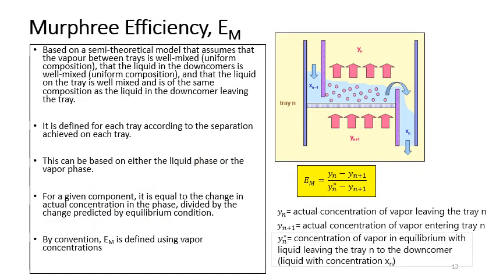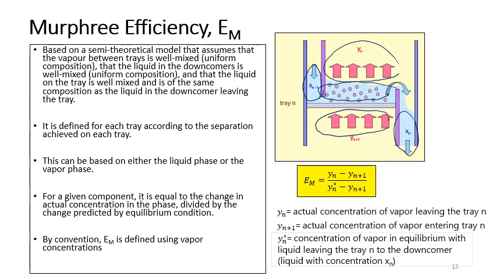Okay, next type of efficiency is the Murphree efficiency, E sub M. The Murphree efficiency is based on a semi-theoretical model, assuming that the vapor between the trays is well mixed. What it means is that all the vapor leaving the tray has the same composition, and all the liquid here has the same composition, meaning the composition at any point across the trays is the same. That's the idea of Murphree efficiency.